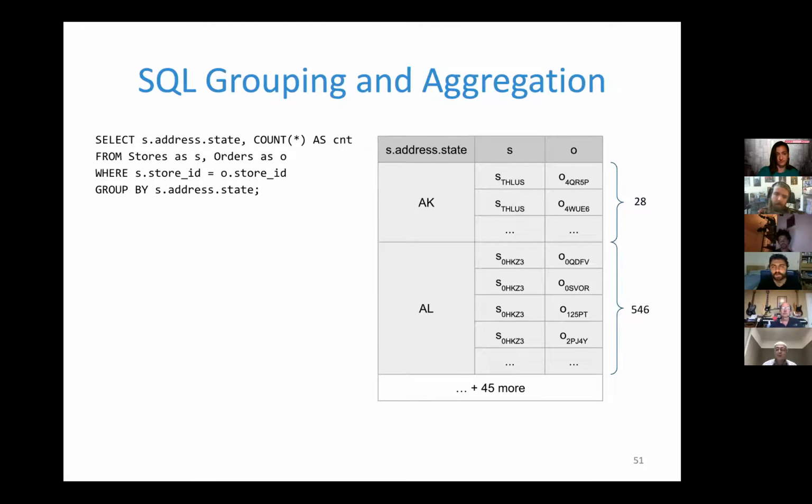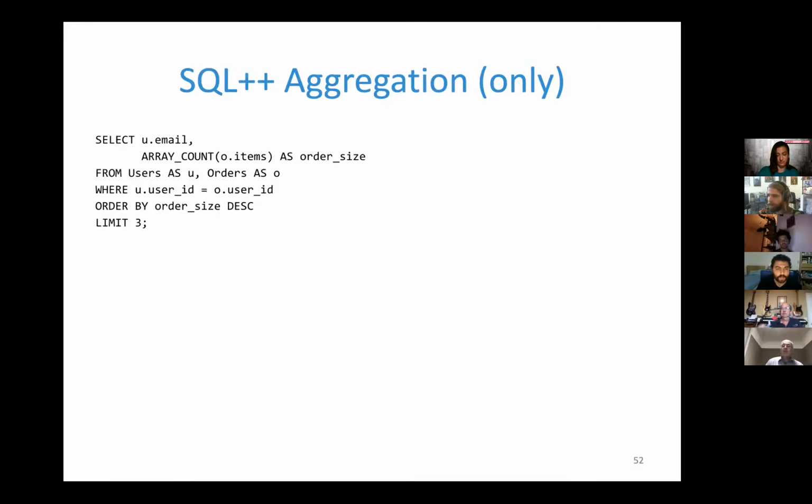And so in SQL++, that's actually better. So let's take a step back and see how in SQL++ you can actually separate grouping from aggregation, so you don't have to do it all in one go. First, let's look at SQL++ aggregation only. We have a query here where we want to get the email and the number of items in an order. We want to get that for the 3 largest orders that we have, and the size of an order is defined as the number of items in that order.